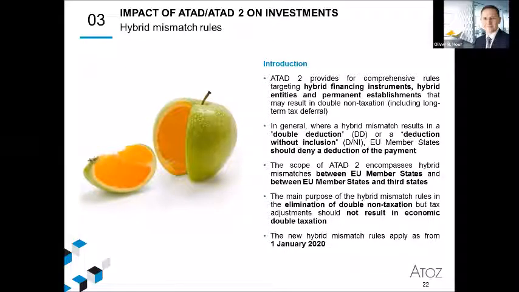So the main purpose of these rules is the elimination of double non-taxation. Everything should be taxed one time. But at the same time, the tax adjustment should also not give rise to economic double taxation. So there are some mechanisms that ensure that there should be no double taxation. And these rules have applied since 2020. So many of you likely came across these rules already. The positive point is that we have fairly good clarity today and a certain market standard, so that most of the issues are fairly clear among practitioners.